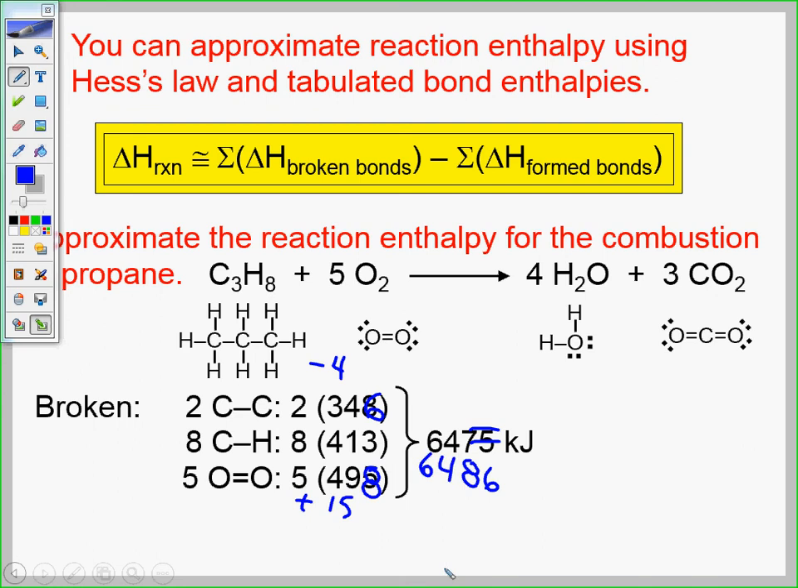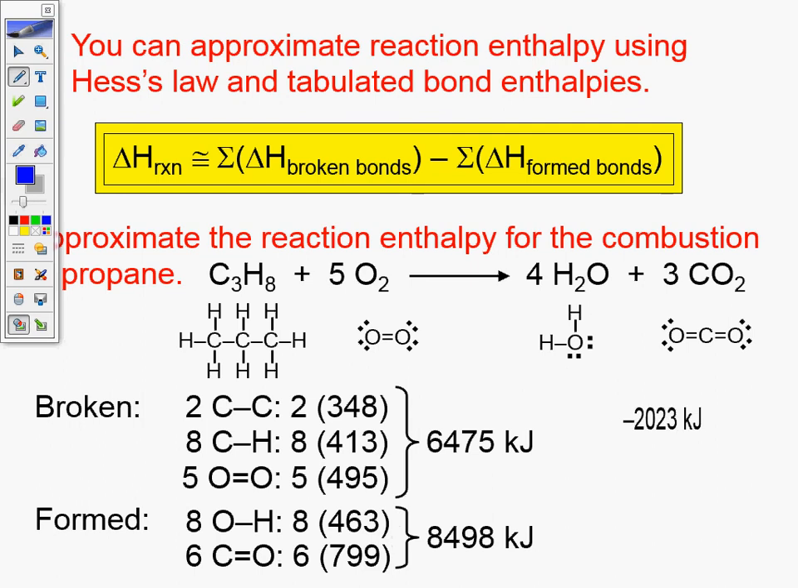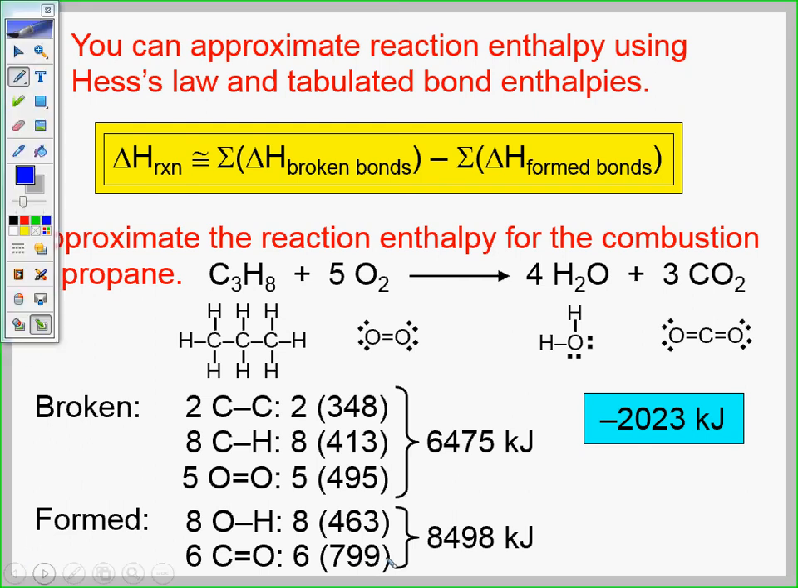What do you think? That better? All right, is anybody doing it? Okay, just making sure. 6486 broken. All right, who can tell me what they have for formed? All right, let's check it out. Probably had a little different value, but as long as you're in that ballpark. What did I do different? C double bond O. So I had 732 listed here. 463 is the same, yes.